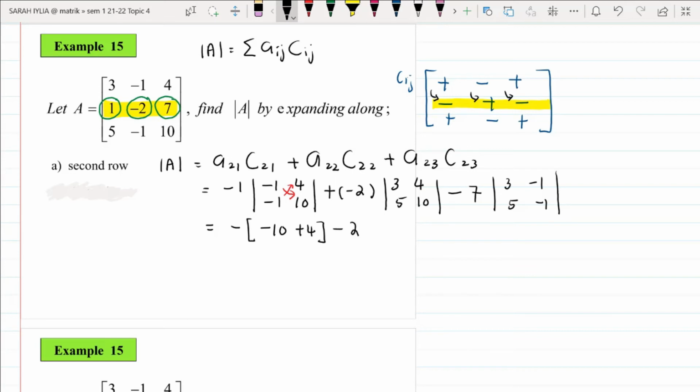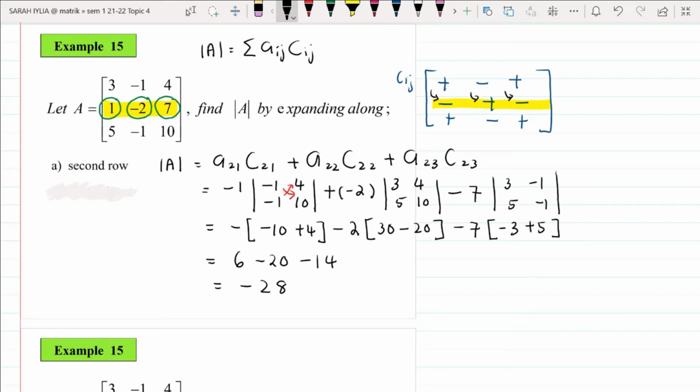And then -2 times with 30 minus 20. And then last one -7 times with -3 minus -5. So, plus 5. After that, you can simplify using calculator. Compute everything into your calculator. Lepas tu awak kira lah dapat berapa kat sini. So, we will get 6 and then 10. So, minus 20 minus 14. So, final answer -28.